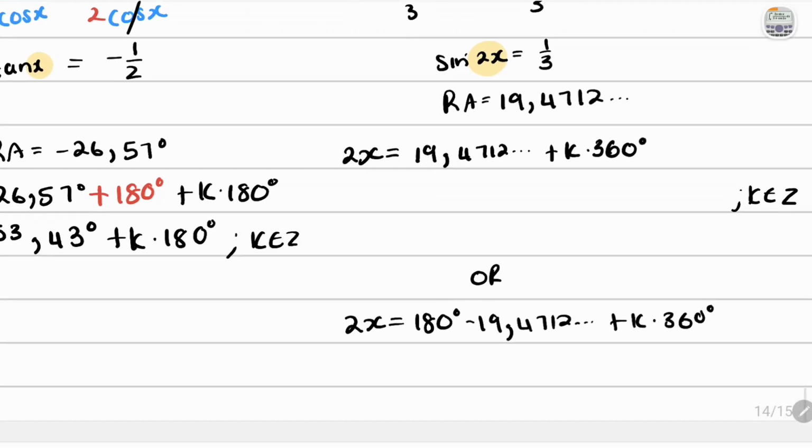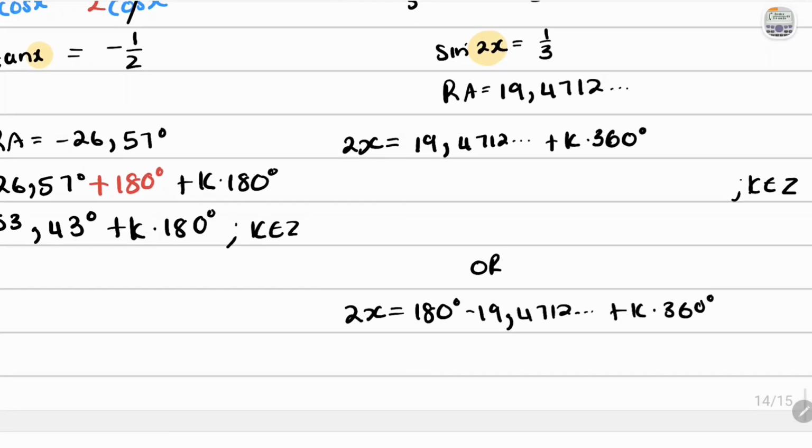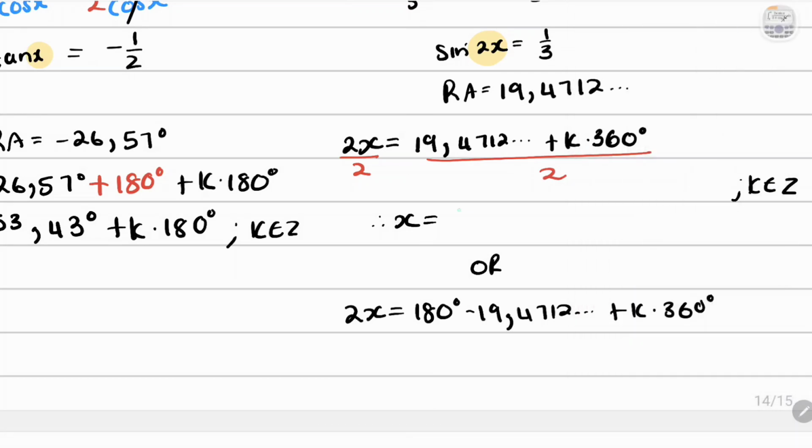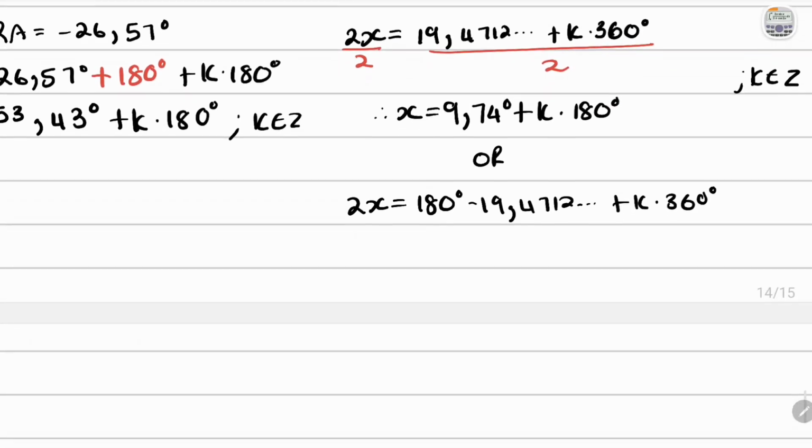Okay, so let's go ahead and solve for the first one. With this, all you have to do is finally solve for x. So you see the 2 is in the way. We need to divide both sides by 2. And so therefore, x here is equal to this answer divided by 2. Which gives you 9 point something, and now you can round off. So this is going to be 9.74 degrees. So 9.74 degrees plus k of 360 divided by 2 is 180 degrees. Okay, so we're done with that one.